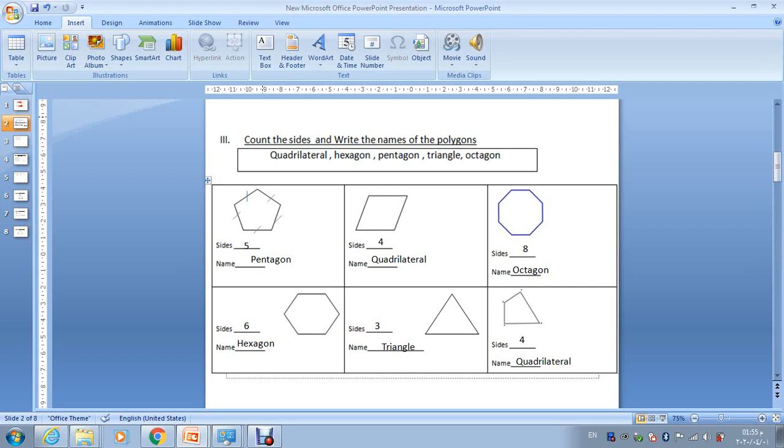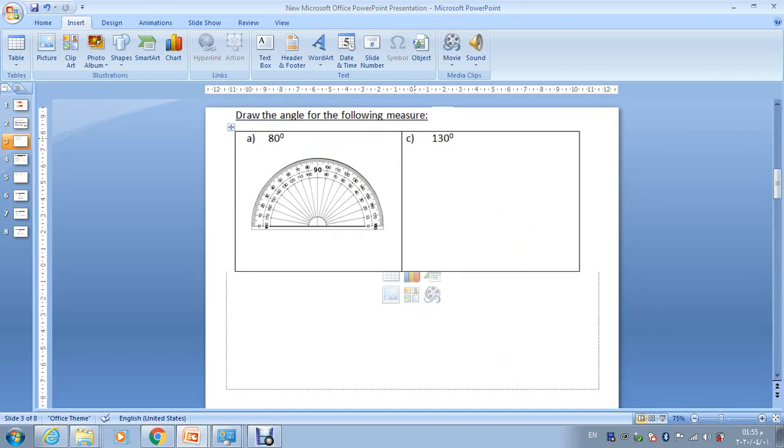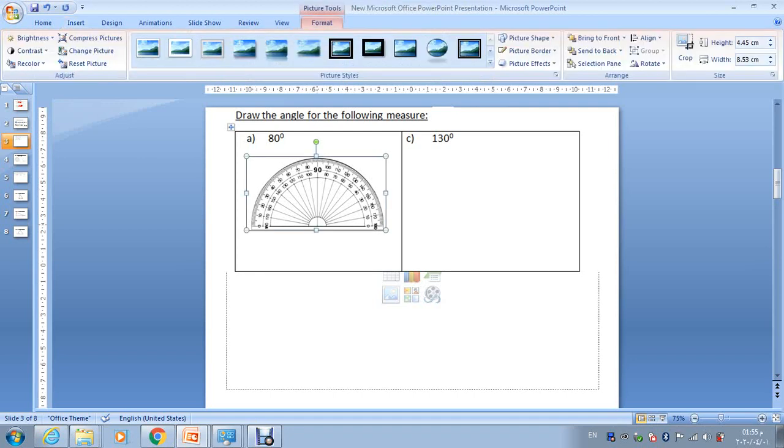For now, I just want you to remember the names: quadrilateral, hexagon, pentagon, triangle, and octagon, and how many sides they have. For the next question, it asks you to draw the angle for the following measure. We will use the protractor in order to draw.